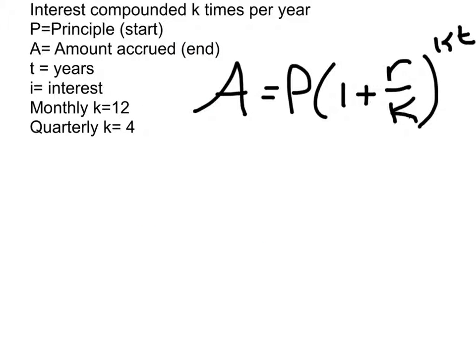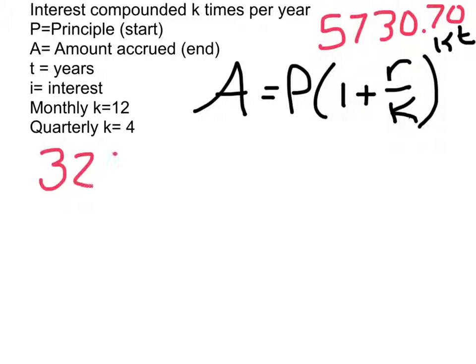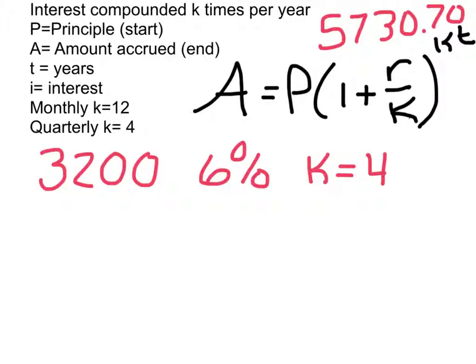In the next formula, we're going to look at interest compounded a number of times per year. Now remember, our answer to the previous problem was $5,730.70, and that was for interest compounded annually. Let's look at the same example. What if I had $3,200 and I got an interest rate of 6%, but it was compounded quarterly, so 4 times per year, for a period of 10 years.